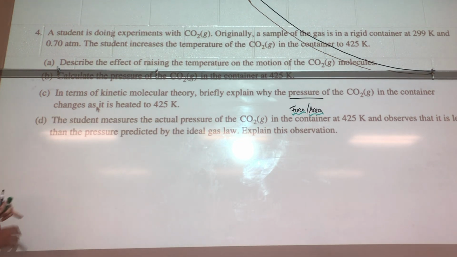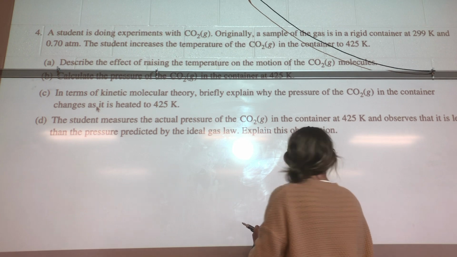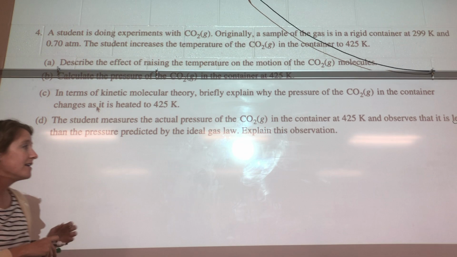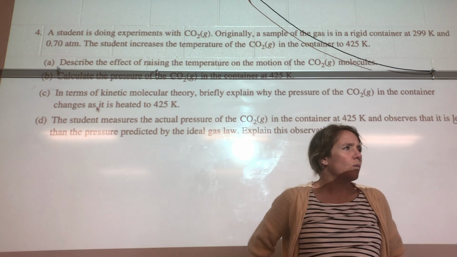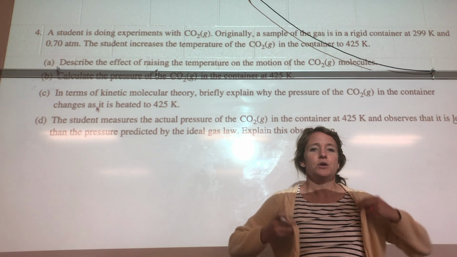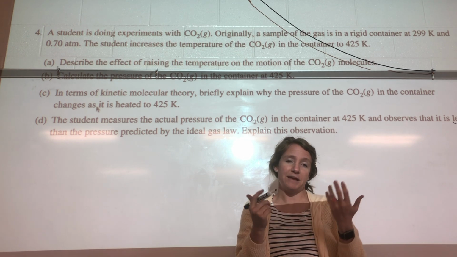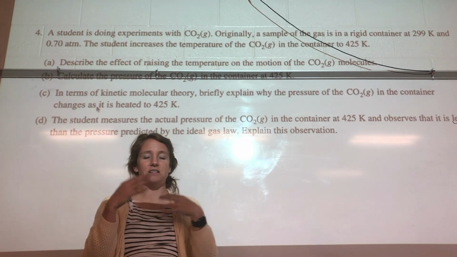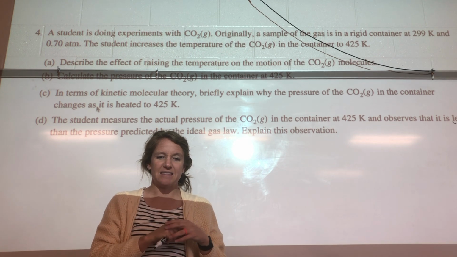And then D, the student measures the actual pressure of the CO2 in the container at 425 K and observes that it is less than the pressure predicted by the ideal gas law. Explain this observation. So let's just review where the ideal gas law fails. So the ideal gas law is based on the fact that the gas is behaving ideally, which means that it's not interacting with other things, like intermolecular forces aren't present, and things like that.